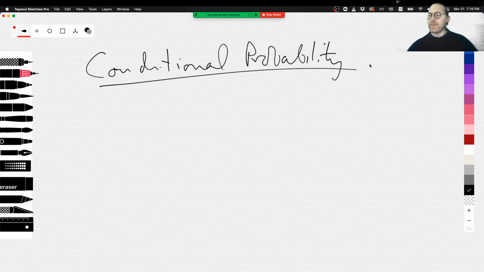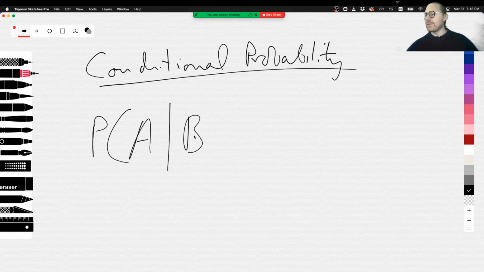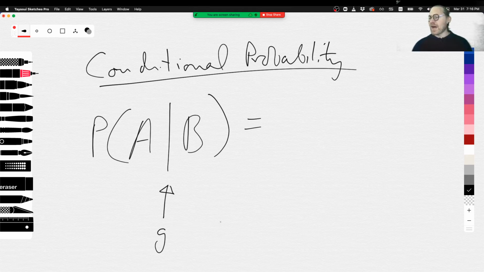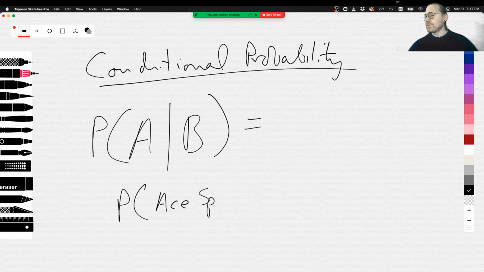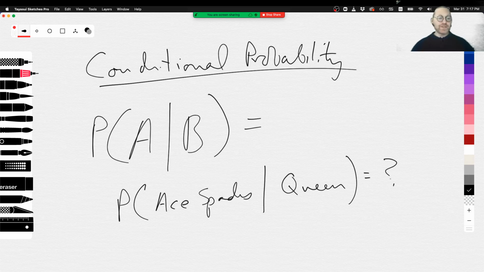So if we think about this simply mathematically, we could say it like this: the probability of A given B, and that's how we read that. Given, right? The probability of A given B. And we might assign to this some event. So what is the probability of, say, drawing an ace of spades given that you drew a queen? This is a question we can actually answer. We can reason this out, in fact.